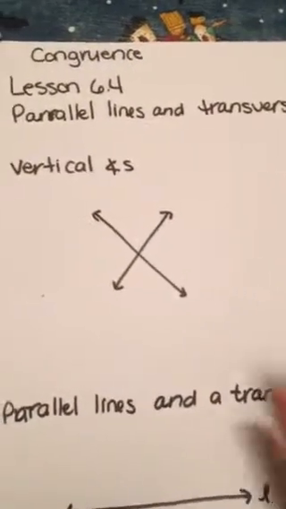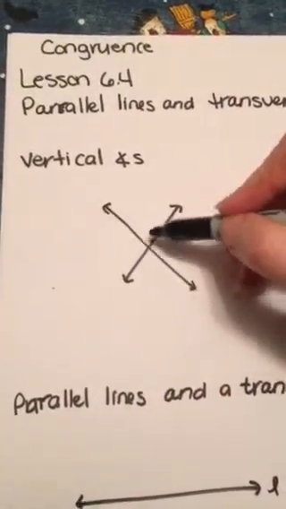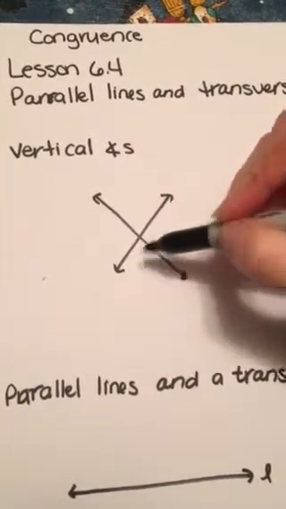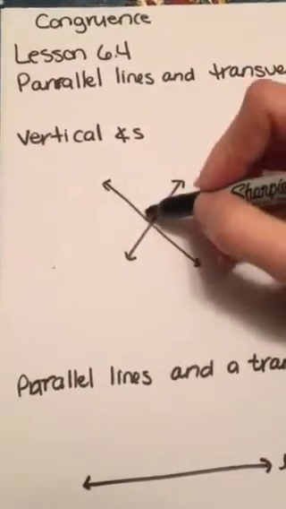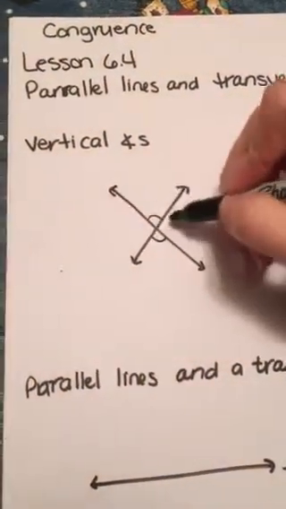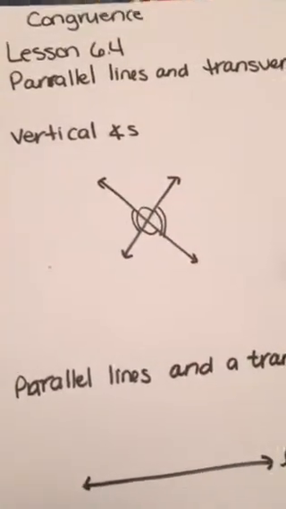Okay, as a review, you guys remember vertical angles here. You know that these would be vertical angles and then these two would be vertical angles. These are angles that are made when two lines cross like this. So for vertical angles, these two angles are congruent, and then these two angles are congruent. Okay?